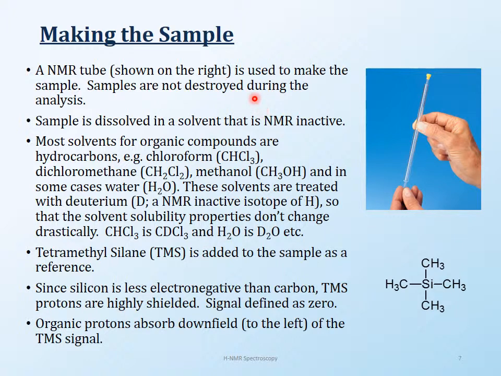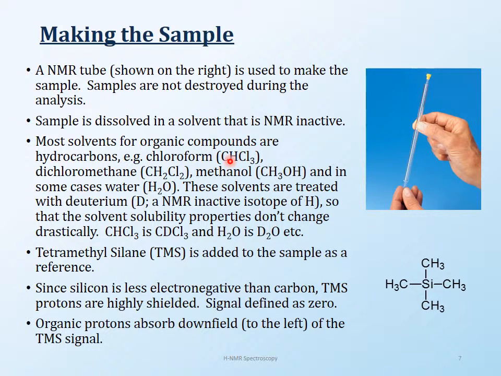So first of all, you need an NMR tube. This is what an NMR tube looks like. It's like a pencil, very, very slim. And you fill the sample up halfway. You have to dissolve your sample in a solvent that is NMR inactive. Because remember, when you're looking at protons, almost all solvents have protons. So for example, even if you take something like chloroform, CHCl3, you have one proton in there.